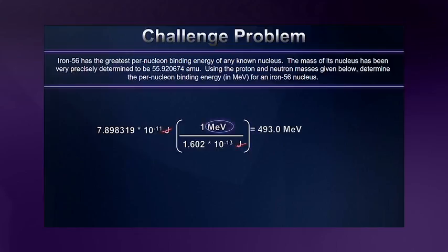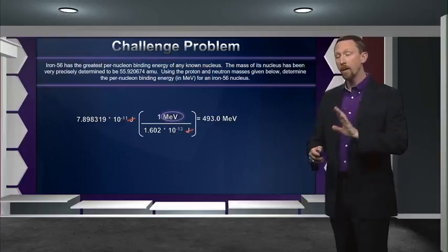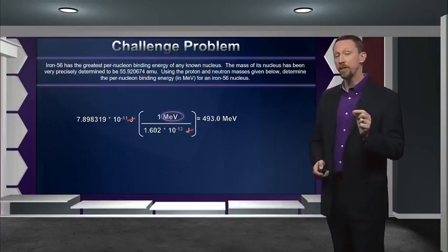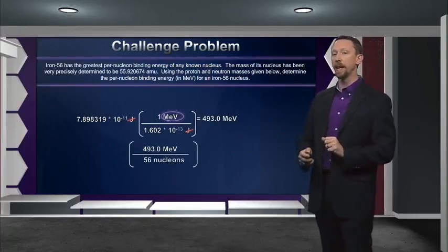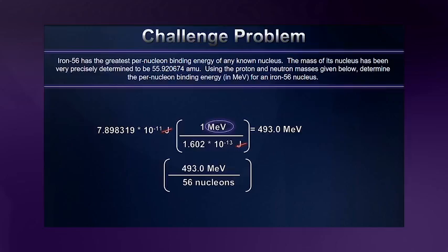is equal to 493. Now, that's the total nuclear binding energy for the entire nucleus, but in order to compare it to other elements, we have to be sure that we break it down to the binding energy per nucleon, which means we want to take that 493.0 mega electron volts and divide through by 56 nucleons in one iron 56 nucleus, and finally we get to our answer, 8.8 mega electron volts per nucleon. This is the highest value that you will find on the per nucleon nuclear binding energy curve.